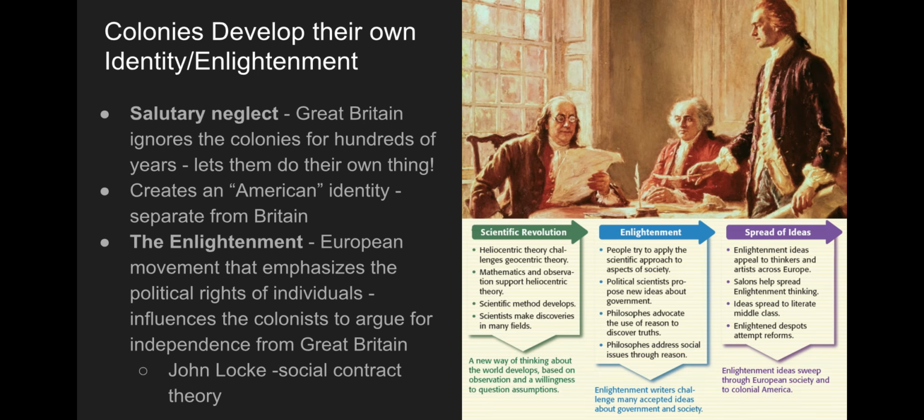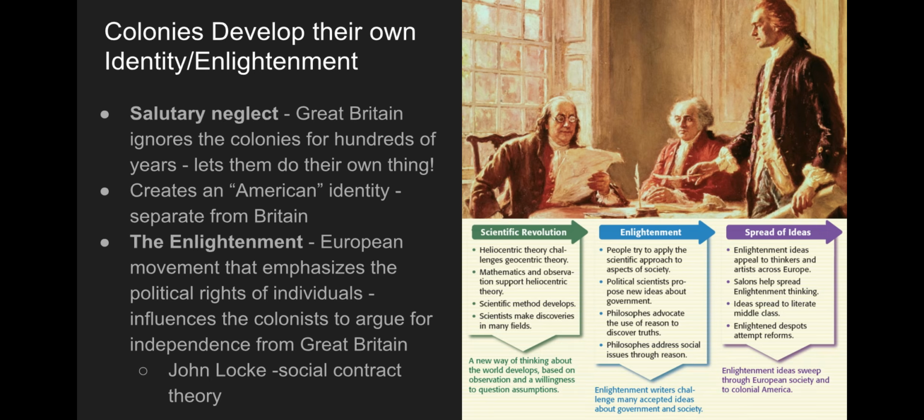The colonies were able to develop their own sense of identity, a sense of being Americans, not just British citizens, partially because of a policy called salutary neglect. Salutary means voluntary, neglect means to ignore. So Great Britain chose to ignore the colonies for hundreds of years, basically let them do their own thing. So they got used to governing themselves and making their own decisions.